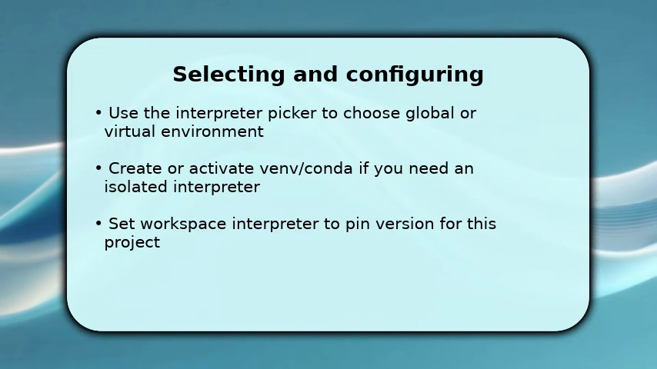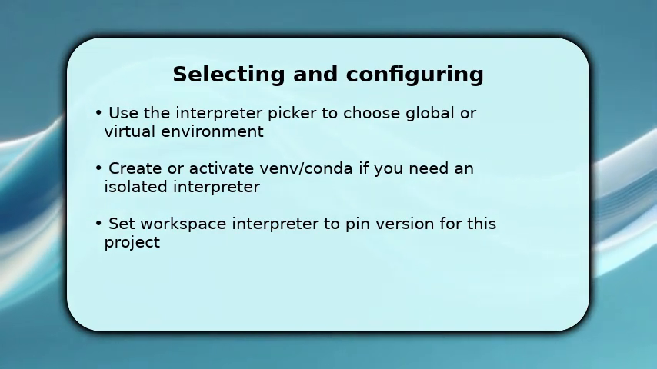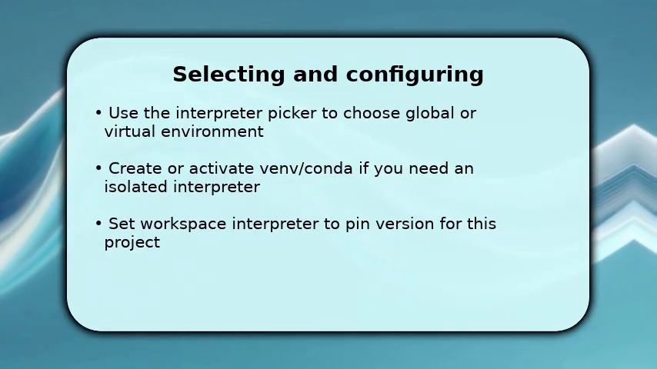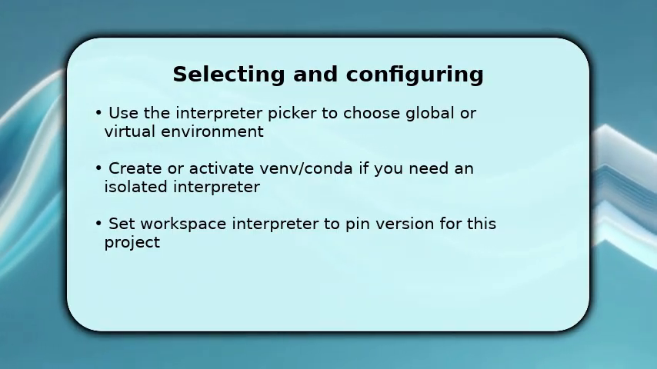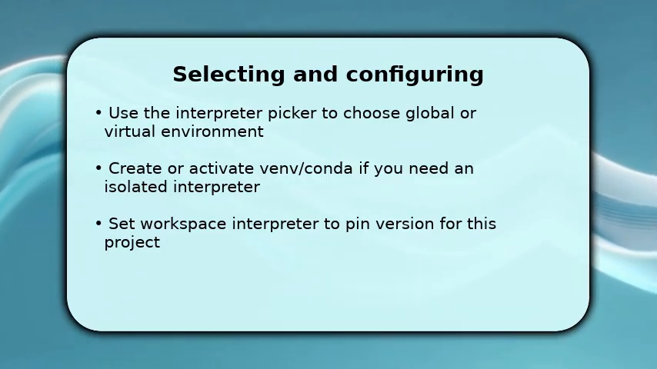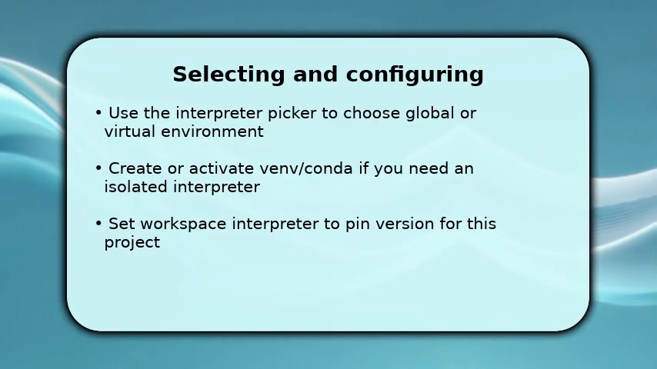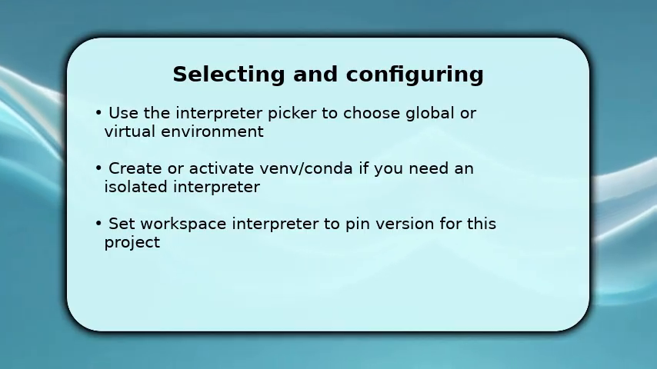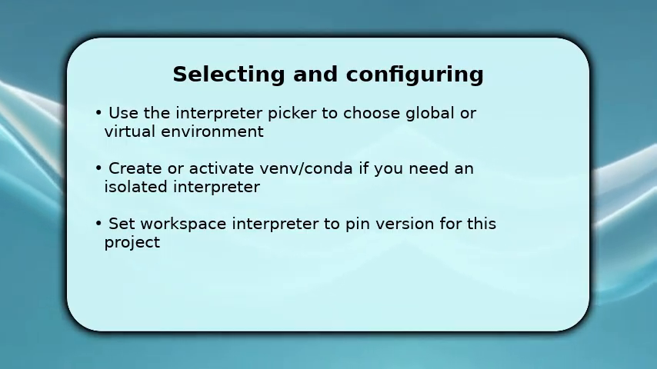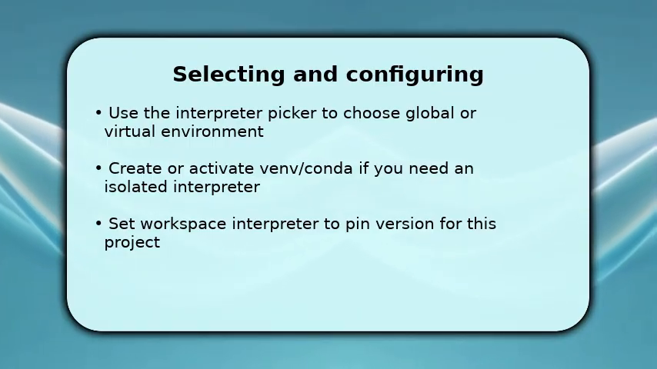Now that the interpreter picker is open, you choose the interpreter you need for this workspace, whether a system Python, a venv, or a Conda env. If you need isolation, create a virtual environment with python -m venv .venv or conda create -n myenv python=3. Then activate it and reopen VS Code so it appears in the list. After selection, set it as the workspace interpreter to ensure tasks, the debugger, and linting use that same version consistently.